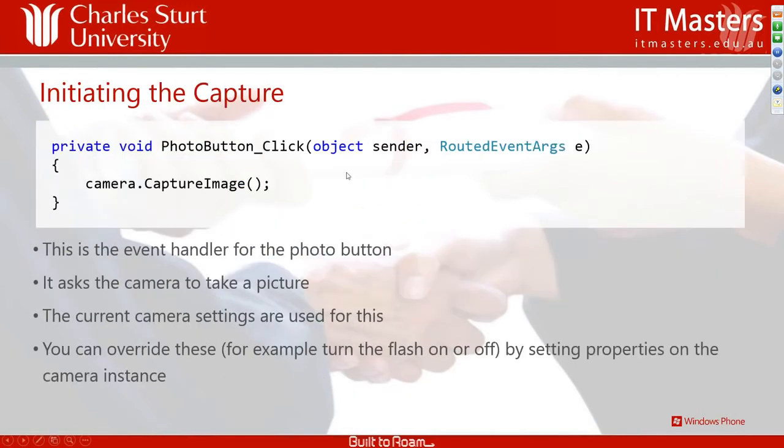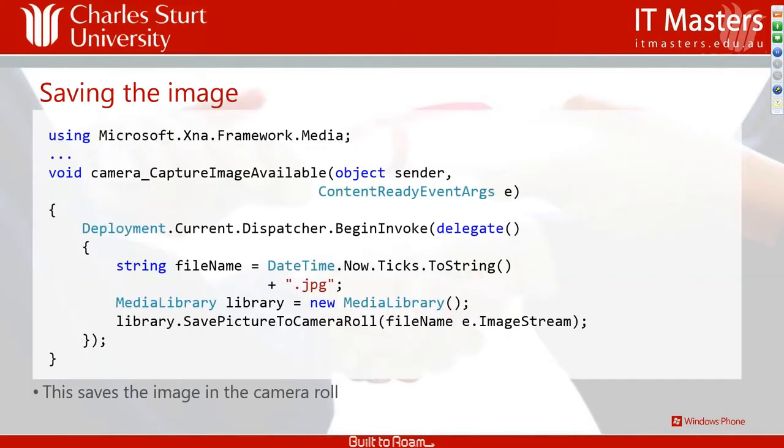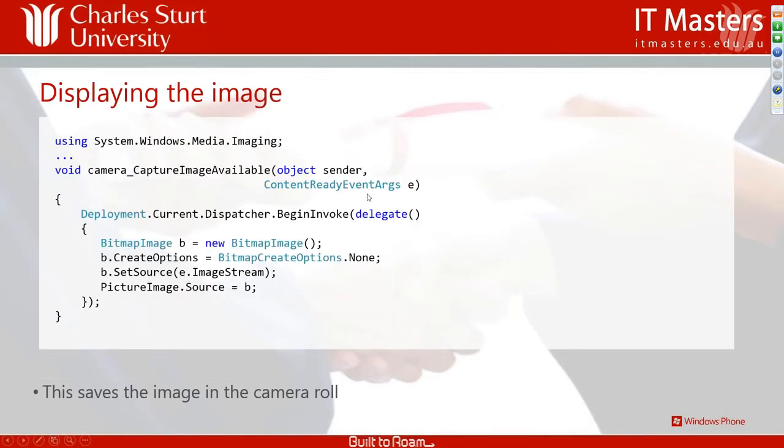And then once we're going to capture the image, we basically use just the button click event handler of a button to actually trigger the camera to capture an image. And we can actually process that to actually save it through to the media library using the camera roll, using the saved picture to camera roll syntax. We can also display that image straight to the screen, again by creating a bitmap image and then passing it as the source to the picture image control.